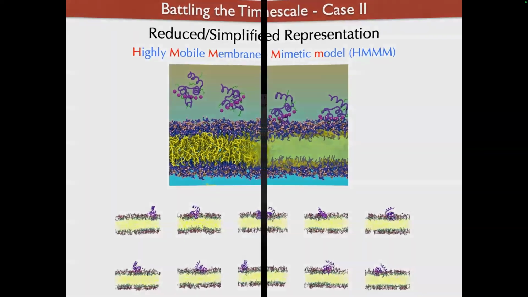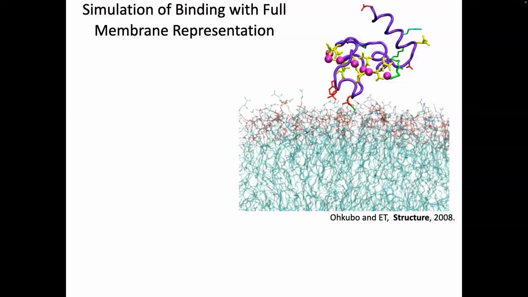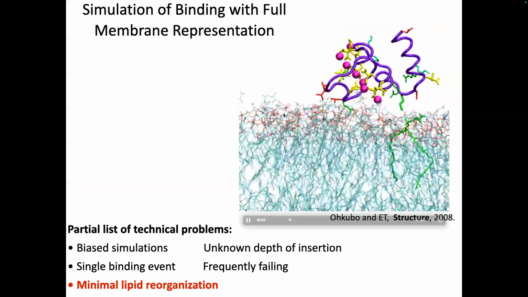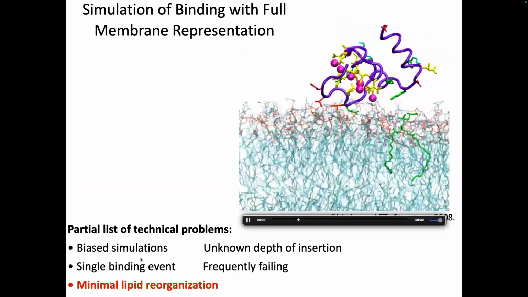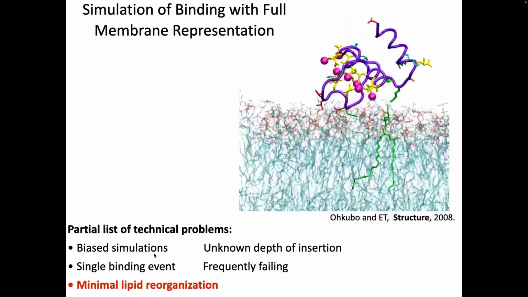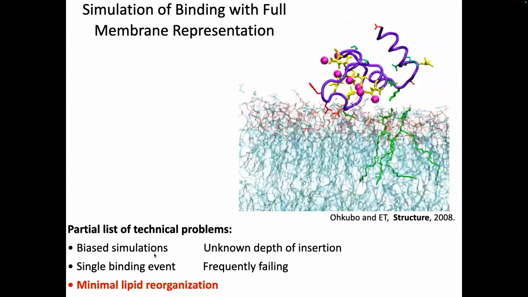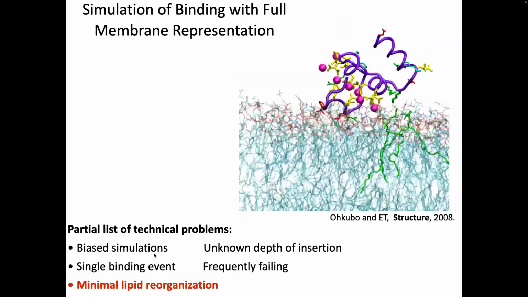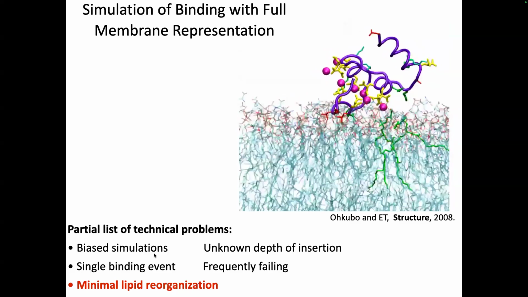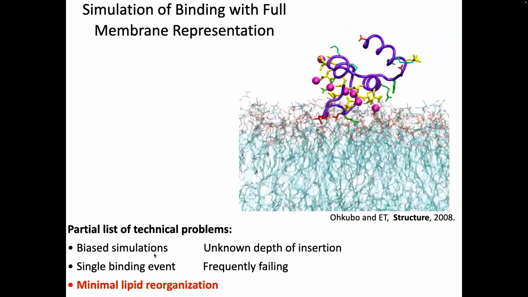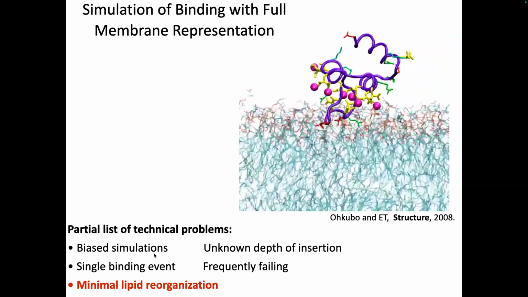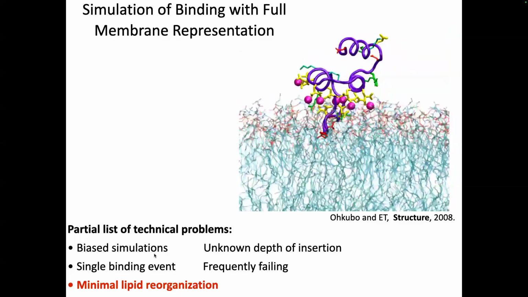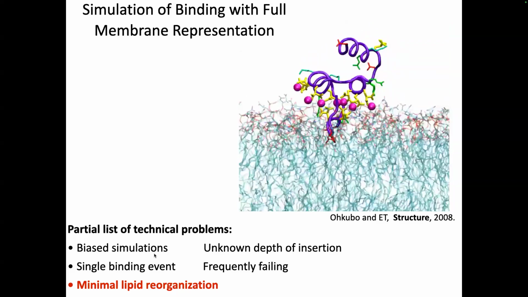The problem is described here. If you do this atomistically, you see some initial binding, but there are some problems. Usually you have to apply a bias and push the protein into the membrane. You don't know how far you have to push the protein into the membrane. Is it 5 angstrom or 15 angstrom? You don't know the depth of insertion in this case. Frequently it fails completely because you don't have enough room for the protein to sink in. And then you cannot repeat it because it takes a very long time.